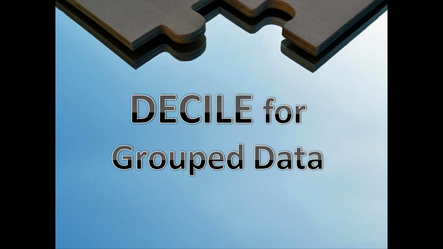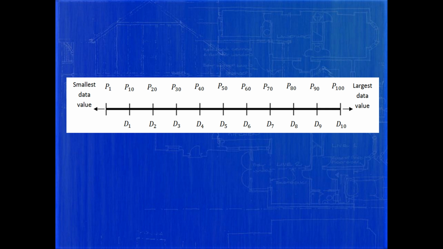Hello! Today, we're going to talk about deciles for group data. The definition of deciles are those values of the distribution that divide the total frequency into 10 groups. In this illustration, there are 10 deciles which are denoted by D1, D2, up to D10.